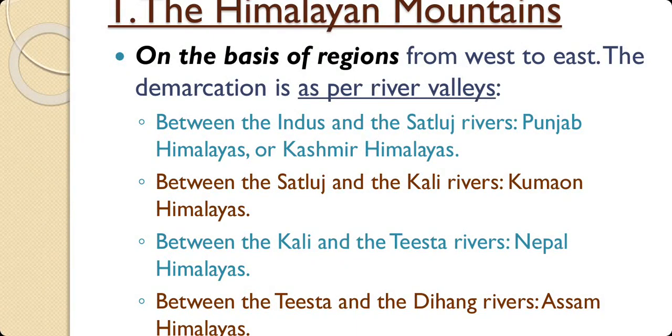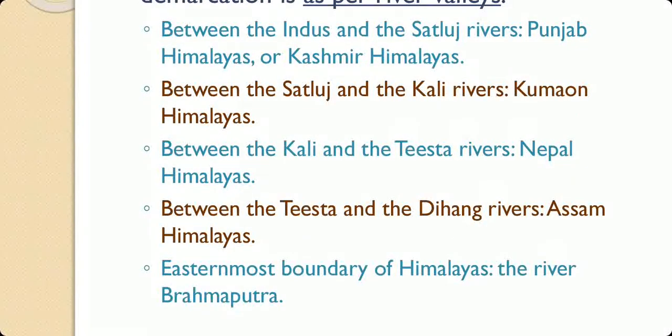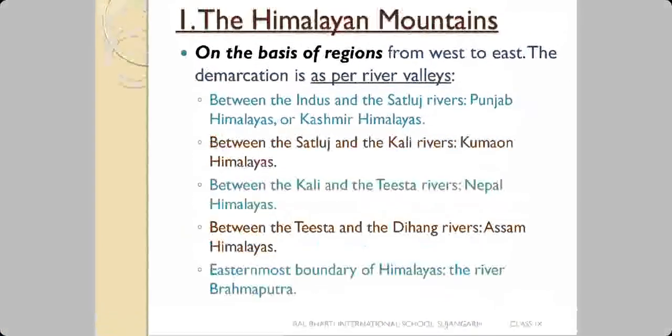Between Satluj and Kali rivers, we have Kumaon Himalayas. Between Kali and Tista River are Nepal Himalayas. Between Tista and the Dihang rivers, we have Assam Himalayas. Then the easternmost boundary of Himalayas is the river Brahmaputra.